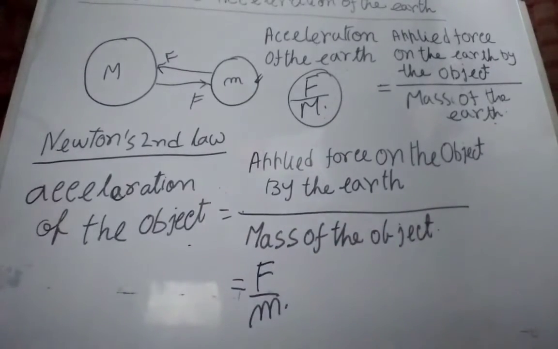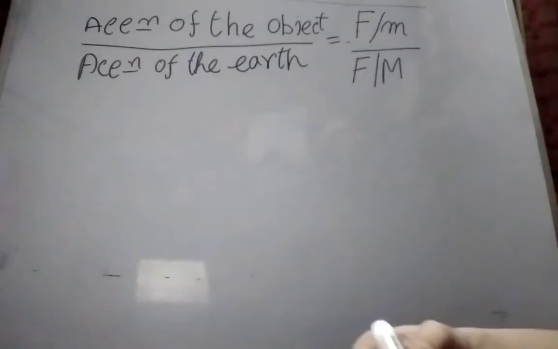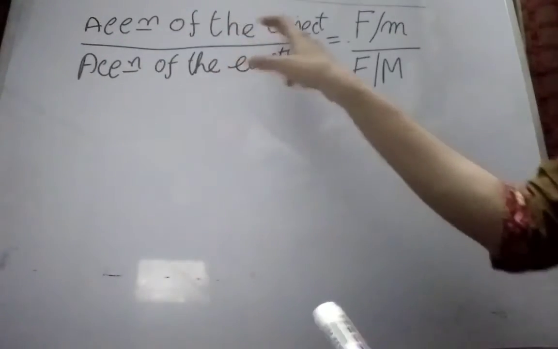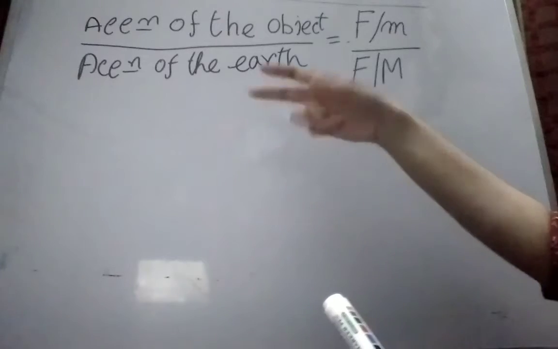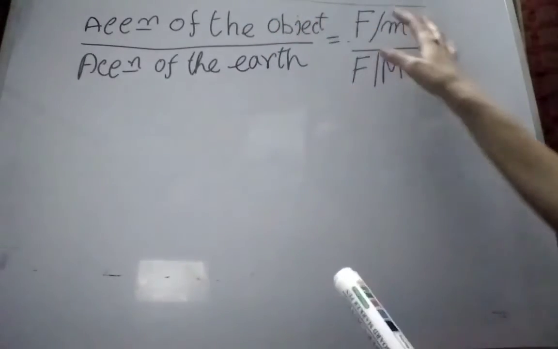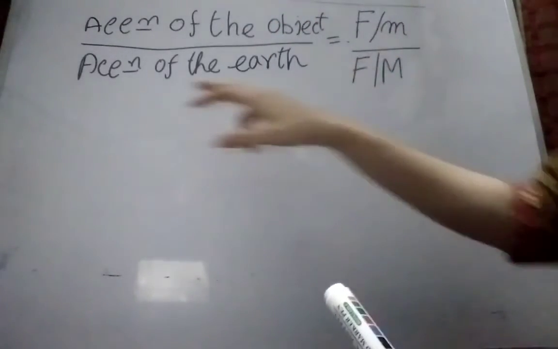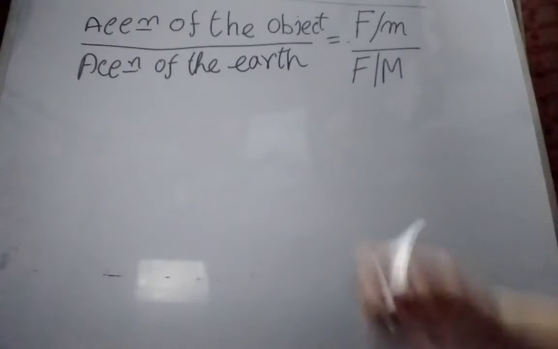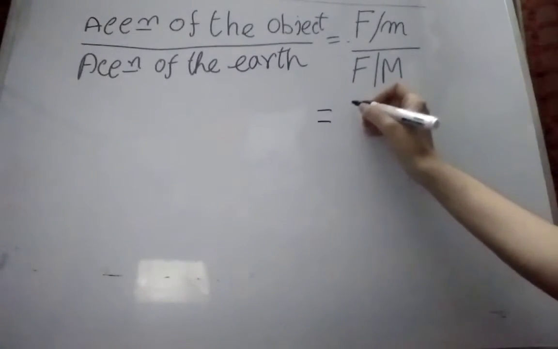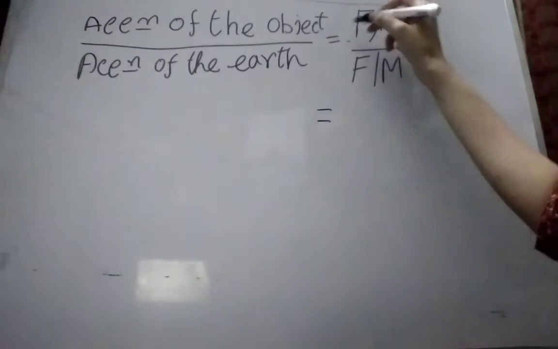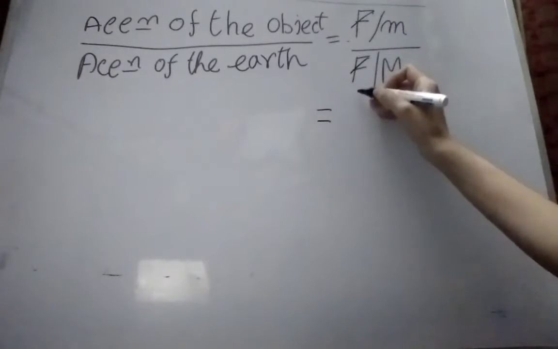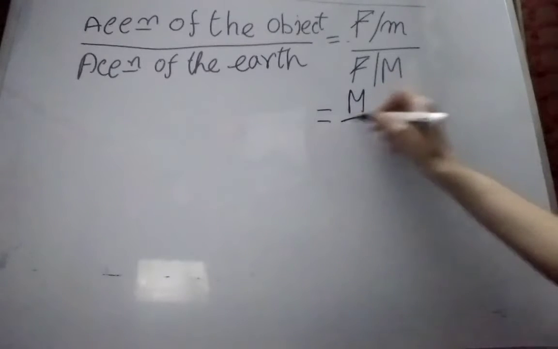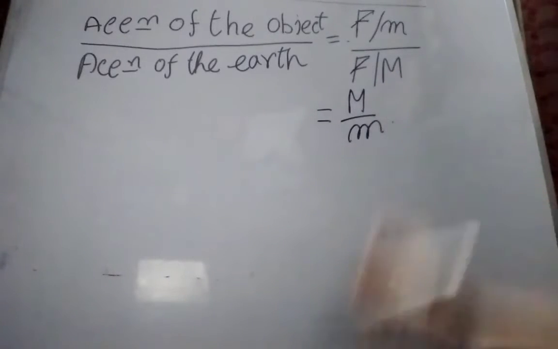So the acceleration of the earth is capital F by capital M, and the acceleration of the object is capital F by small m. We will take the ratio of the acceleration of the object to the acceleration of the earth. We know the acceleration of the object is F by small m and the acceleration of the earth is capital F by capital M, and if we cancel F and F, we get capital M by small m.